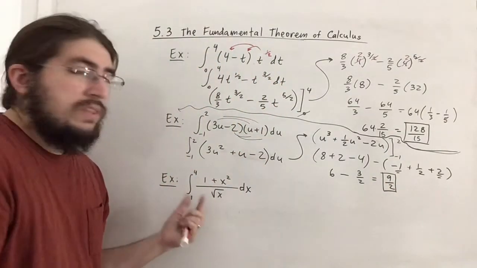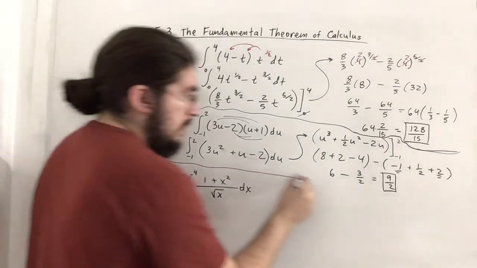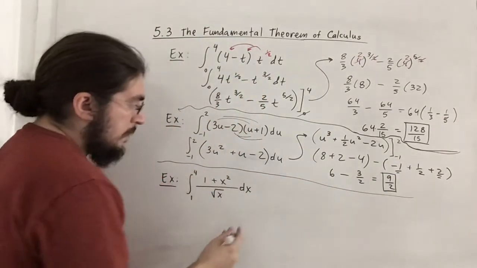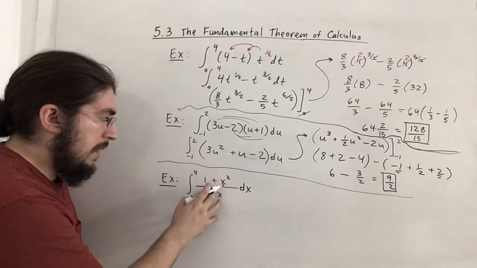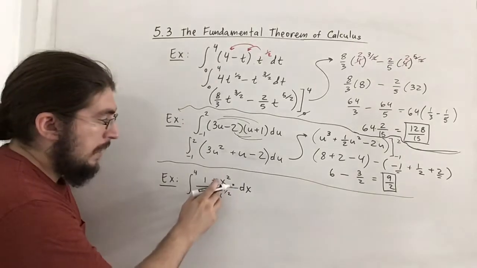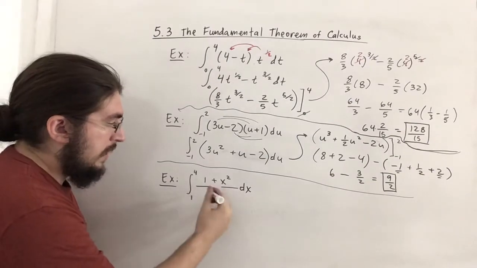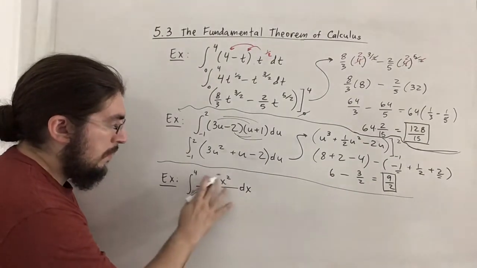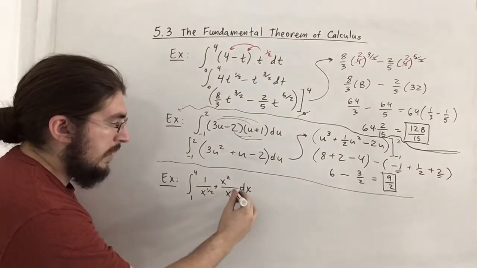Awesome. Now with this one, we have to split this up. So I'm going to actually write this as a 1/2 power at first. Then I'm going to split this up like this: 1 over x to the 1/2 plus x squared over x to the 1/2.